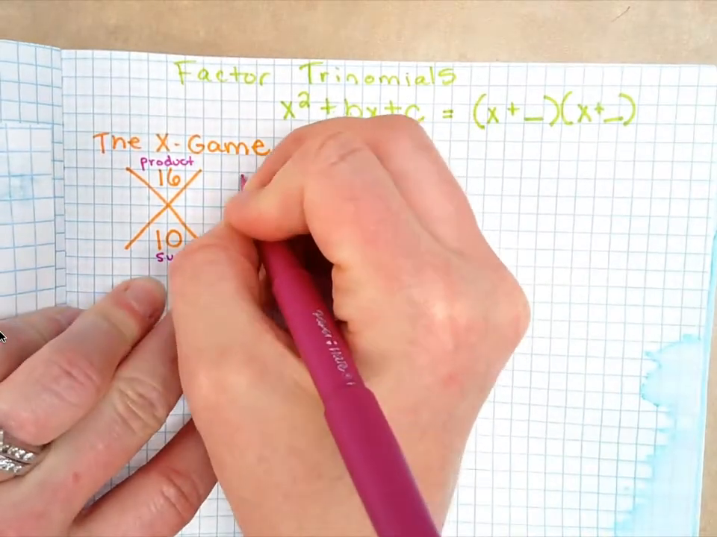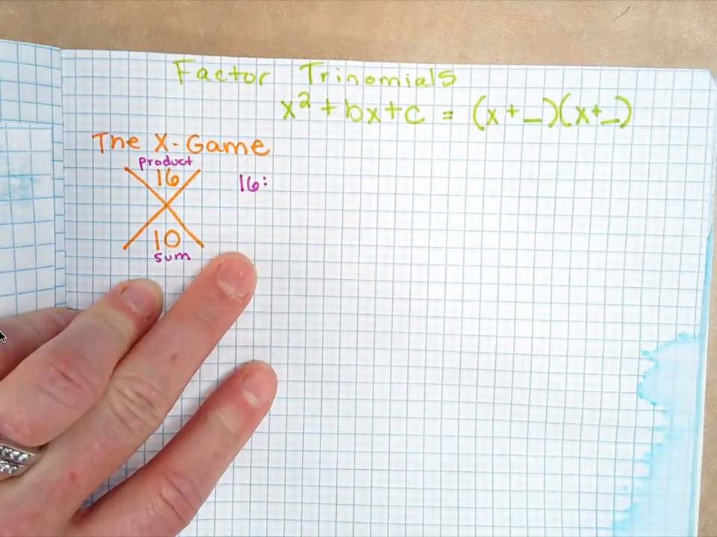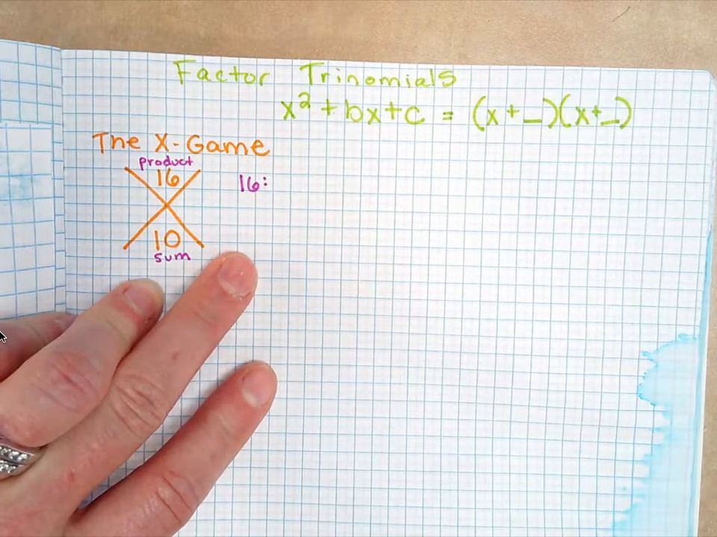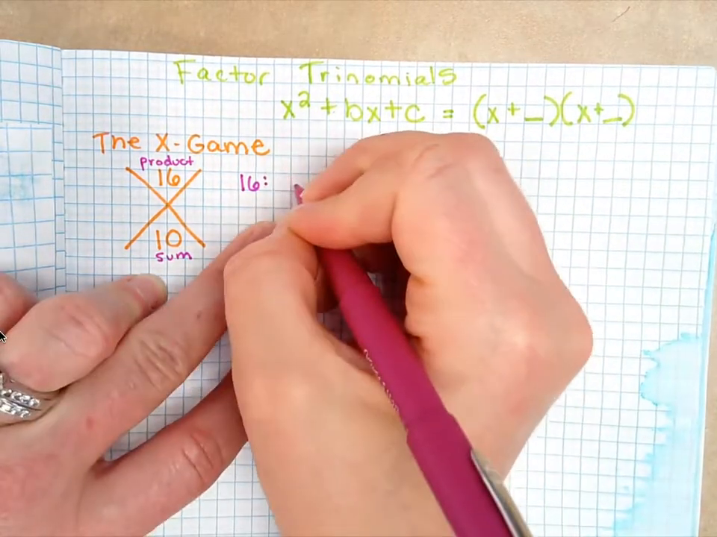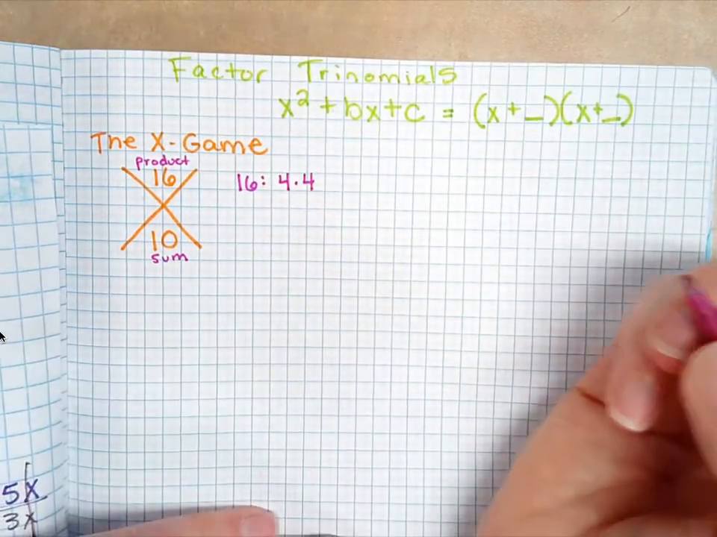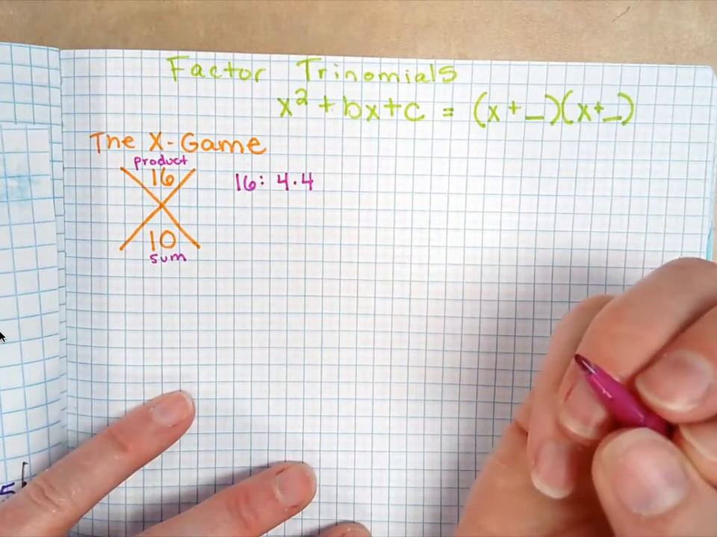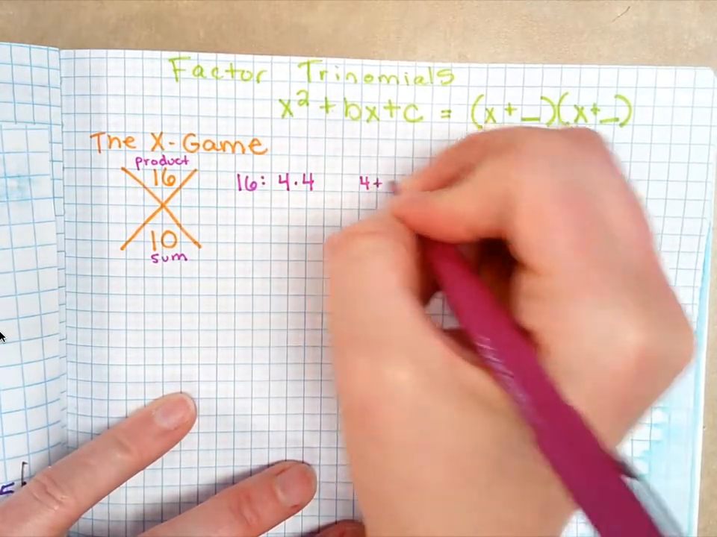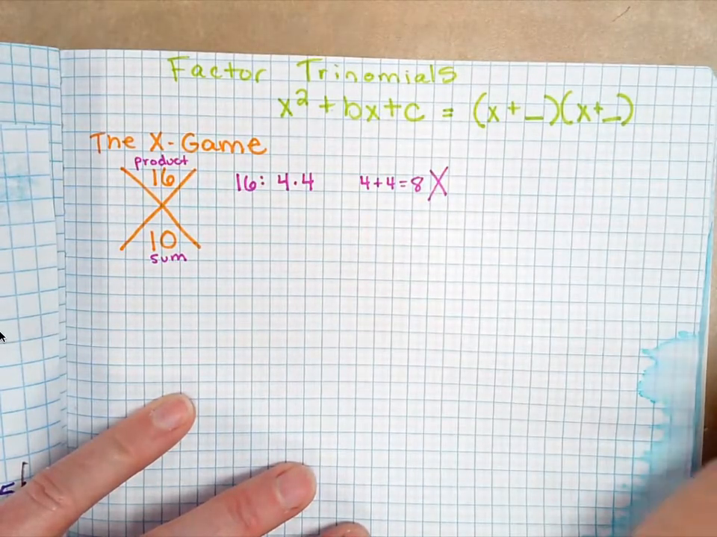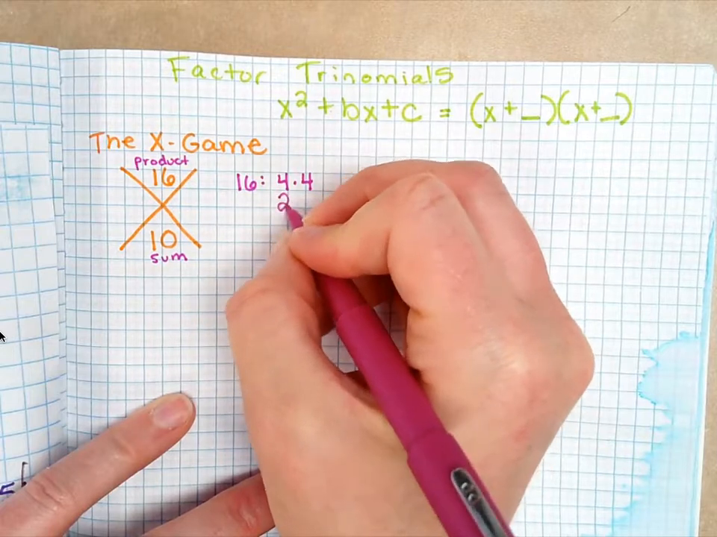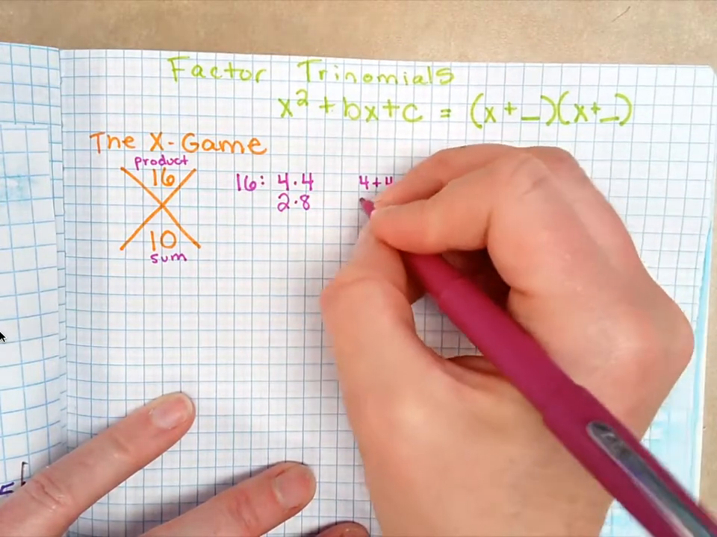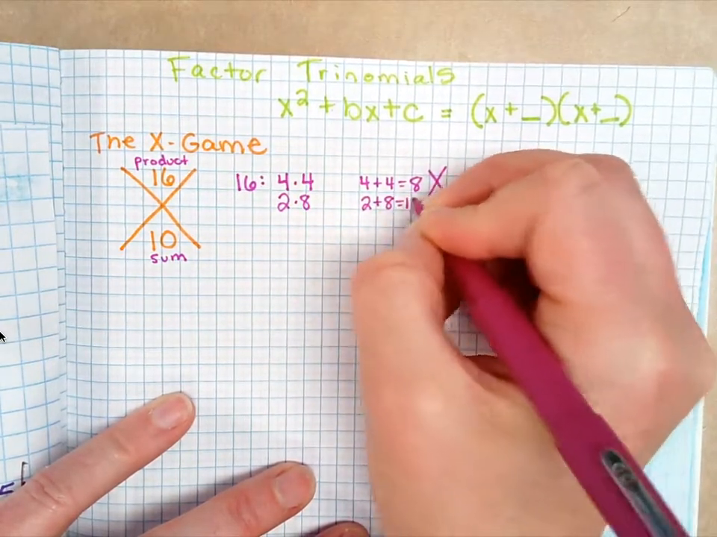So what we can do is we can do it in our head. Sometimes it just clicks, and we're able to just say, okay, this times this is this, plus this is this. But sometimes it doesn't. So let's think about all of the things that multiply to get 16. 4 times 4 is 16. But 4 plus 4 is 8. So that is not it. 2 times 8 is 16. 2 plus 8 is 10. So that's it.